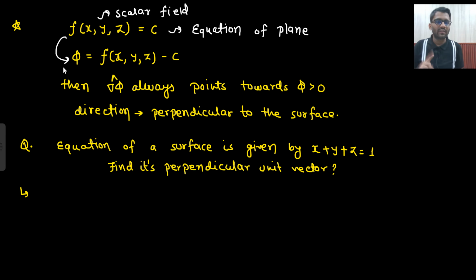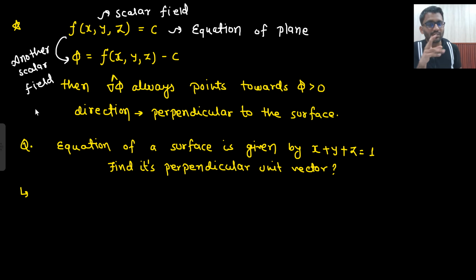From that equation of plane, what am I making? Another scalar field function. Another scalar field I am creating. Now if I calculate the divergence of that field, so that will be always pointing towards phi greater than 0 and the direction will be always perpendicular to the surface. So if I am given an equation of surface and I am asked to find the perpendicular unit vector of that, how can I find it?